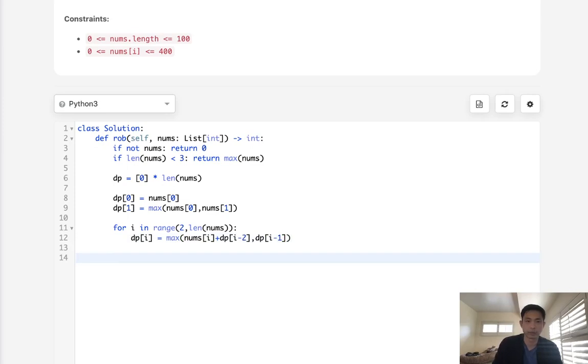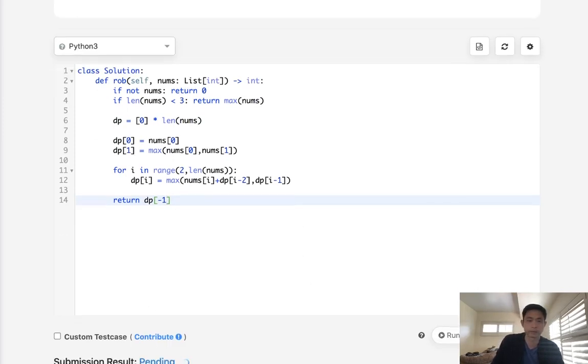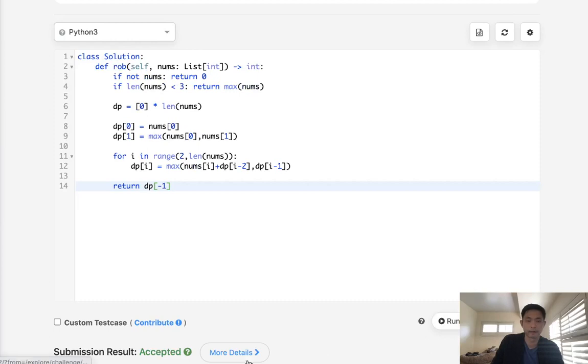Now, at the very end, we're going to have our maximum amount of profit we could have taken at the very last house, and that's going to be dp of the very last one. You can make that length of nums minus 1 if you want, but this is fine. And let me think, are there any edge cases that I'm missing? I don't think so. Let's go ahead and submit that. And there we go, accepted.